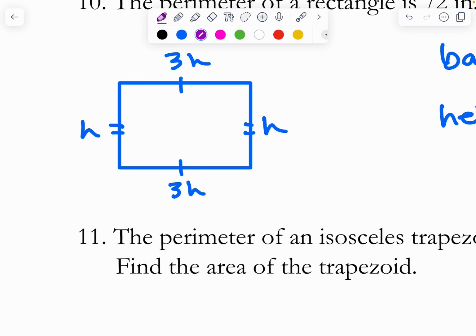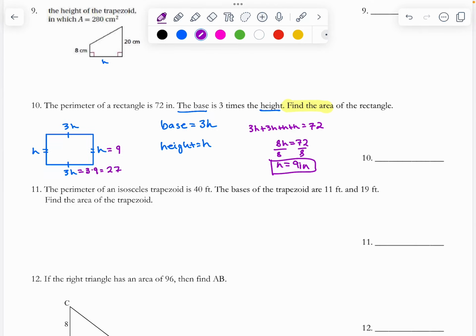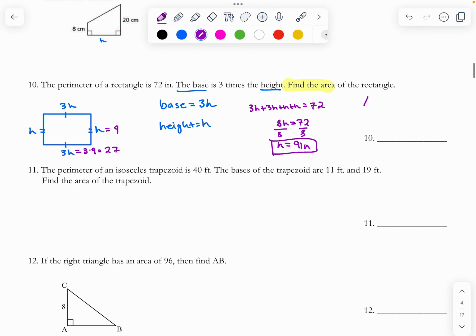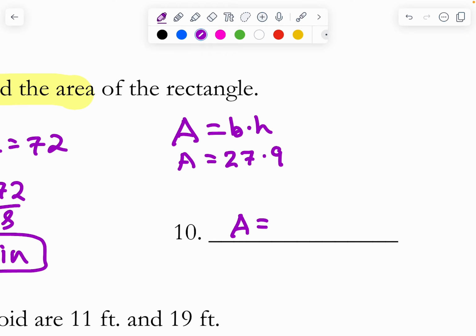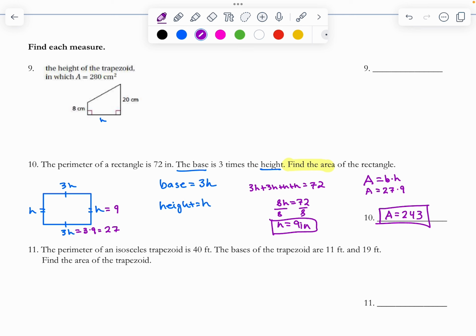So if h is 9, then 3h must be 3 times 9, which is 27. And the area of a rectangle is base times height, which means that my area is 27 times 9, which ends up giving me, I believe, 243. Yes, 243. Wonderful. And that's it.